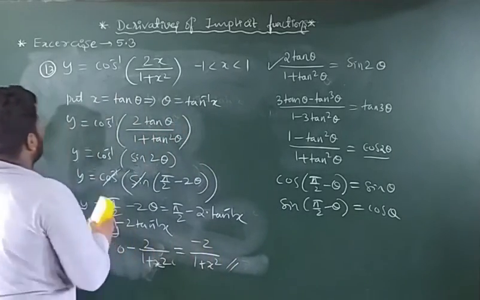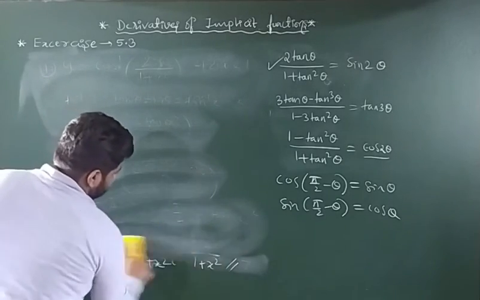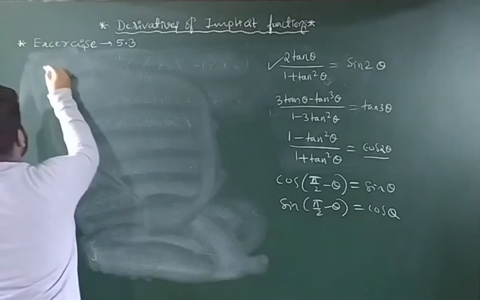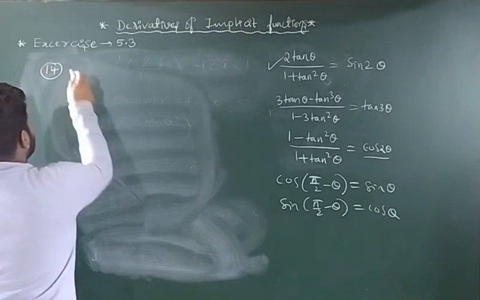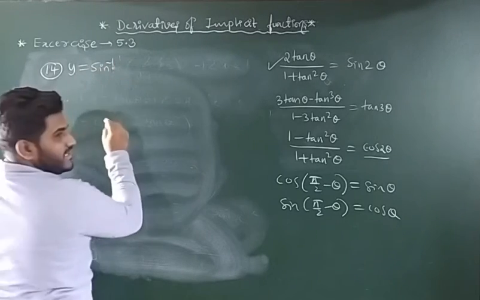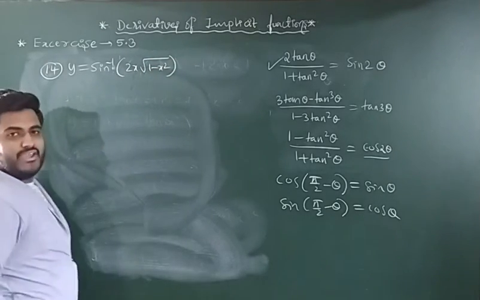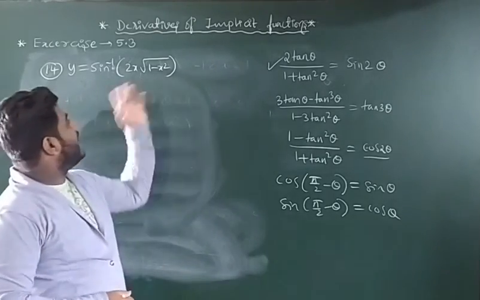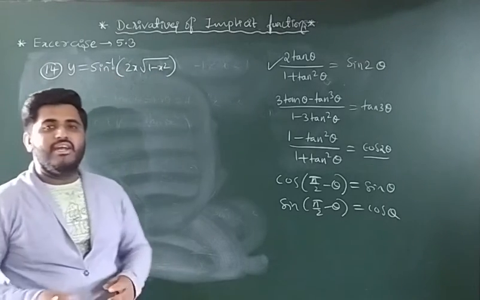Next one, question number 14. y equal to sin inverse of 2x into square root of 1 minus x square. So here, if you put tan theta, it does not work. It will not work. We are not having a formula like this so that it will get cancelled.